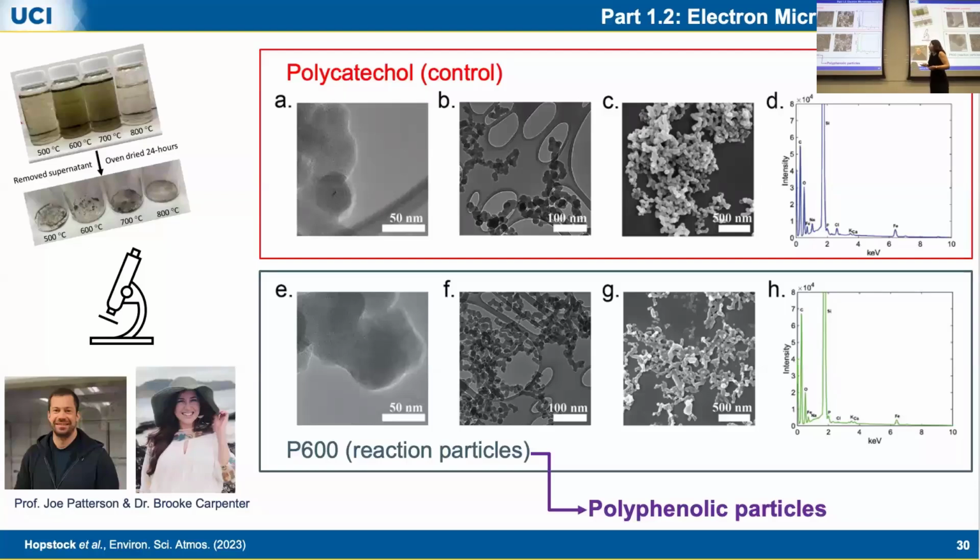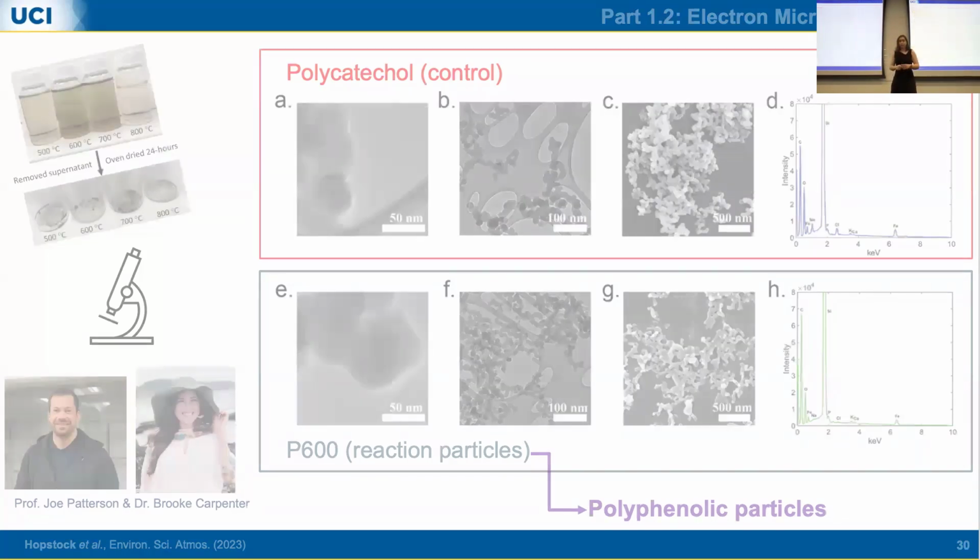So if I look at the energy dispersive X-ray spectroscopy spectra here, you'll see this big silicon peak. That's just a grid, so we can ignore it. But there's also big peaks of carbon and oxygen. So to us, that means that it's mostly an organic particle that's formed. There's also residual iron, but that's just from incomplete washing. And so we were able to call these particles polyphenolic since they were in a complex mixture.